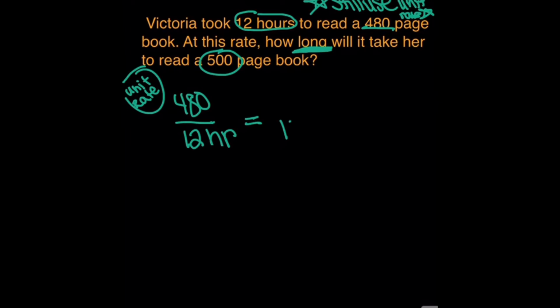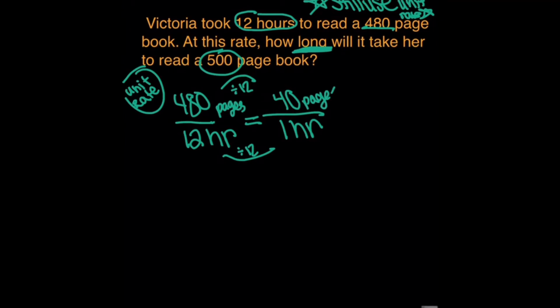So you're making it to 1 hour. This is super simple. All you have to do is divide by 12, and do the same thing to the top. And you get 40 pages, 40 pages per hour. This is our simple plan. Now all we have to do is take that 40 per hour ratio.